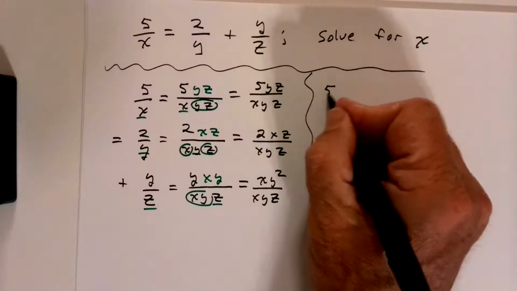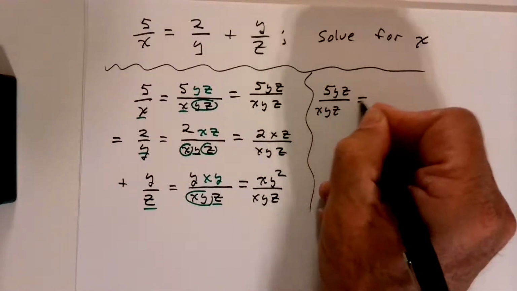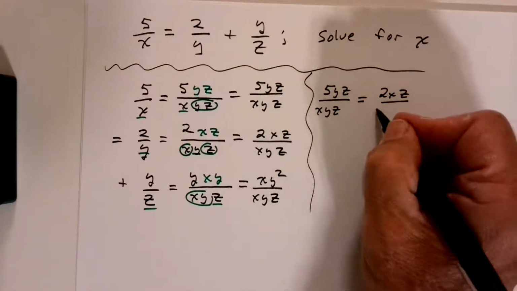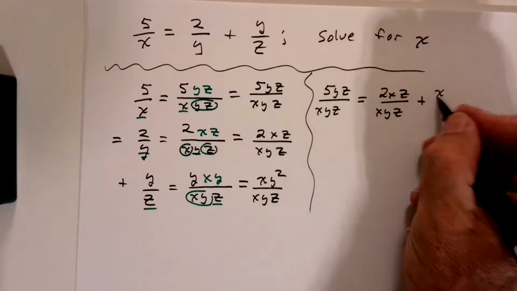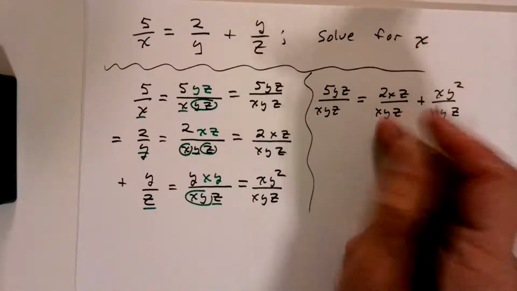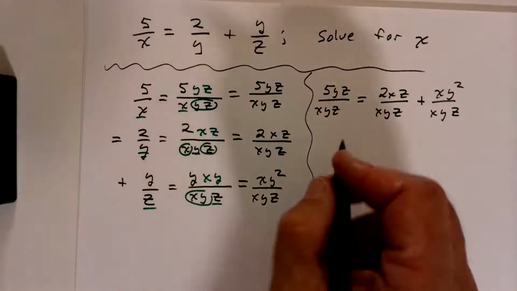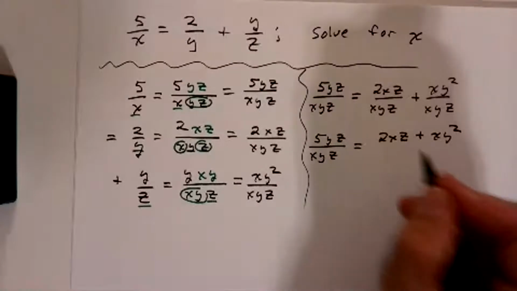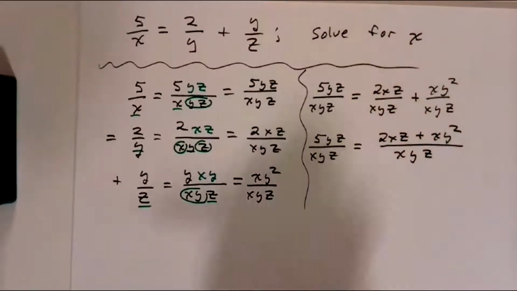5yz over xyz equals 2xz over xyz plus xy squared over xyz. So these two things have a common denominator. Let's write it as a single fraction. So we'll say 5yz over xyz equals 2xz plus xy squared over xyz. So at this point, what do we see?